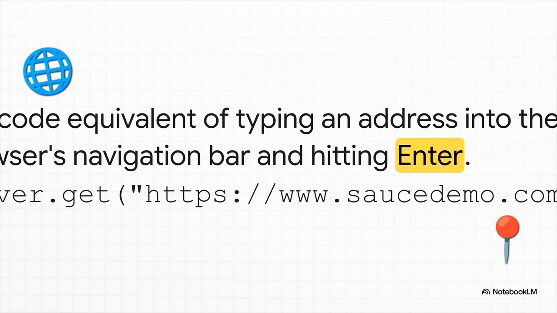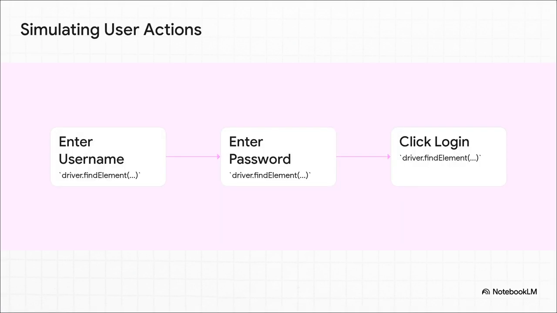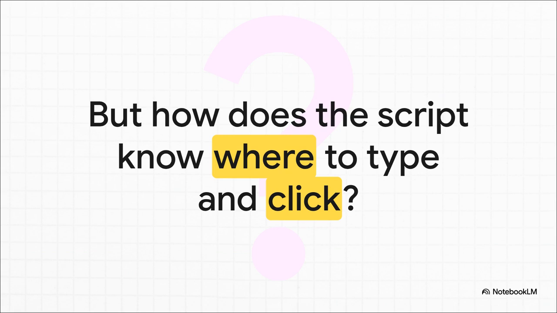And check out how intuitive this next command is. We simply tell our driver to get a URL. That's it. This one line of code is the exact same thing as a person typing saucedemo.com into the address bar and hitting enter. Pretty cool, huh? Now for what is maybe the most important pattern in all of web automation. Before you can interact with anything on a web page, you have to find it first. Notice that pattern? Every single action, entering the username, the password, and clicking login, it all begins with that same command, driver.findElement.